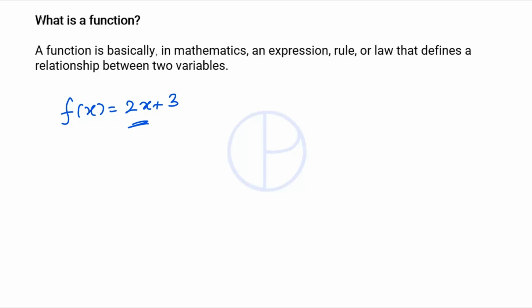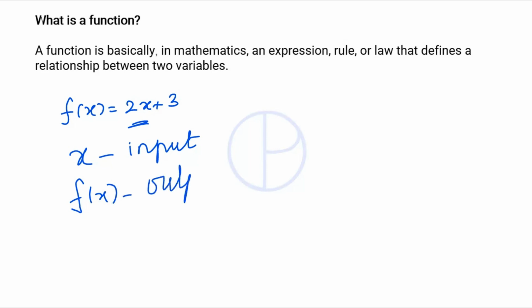The value given to the variable x is considered the input. The number being put into the function is referred to as the input. The number coming out of the function is called the output. The value x takes is the input. The value f of x gets is known as the output.